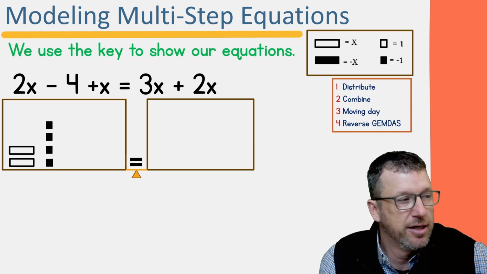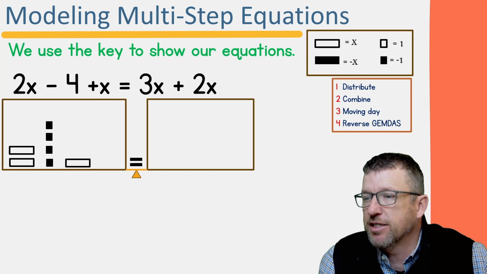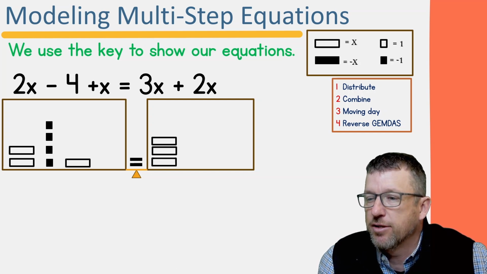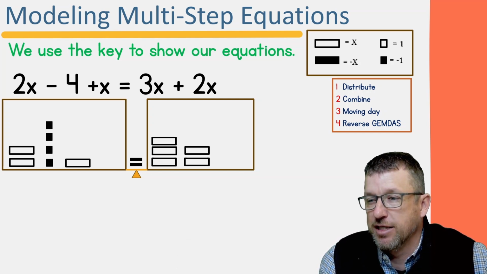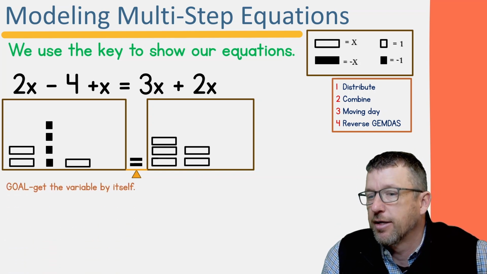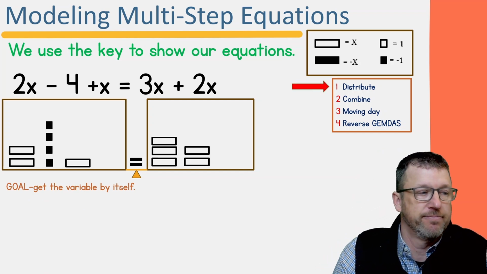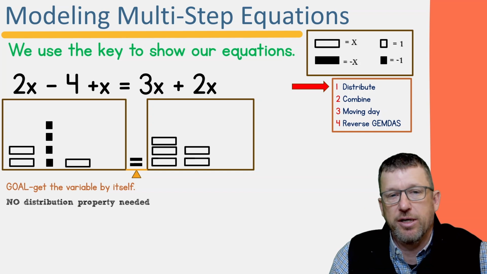So we have 2x, we have -4, so I put 4 negative squares in. I put another positive rectangle because we have 1 more x. On the other side, we have 3 positive x's and we have 2 positive x's. There's our representation with the algebra tiles. Now, can we get our variable by itself by starting with distribution? There is no distribution in here, so we don't need to do that.